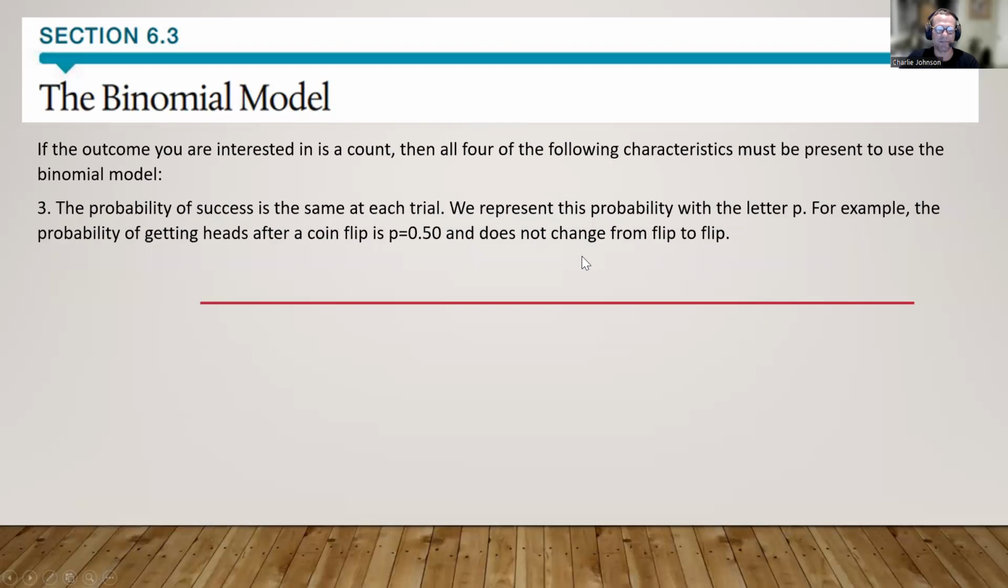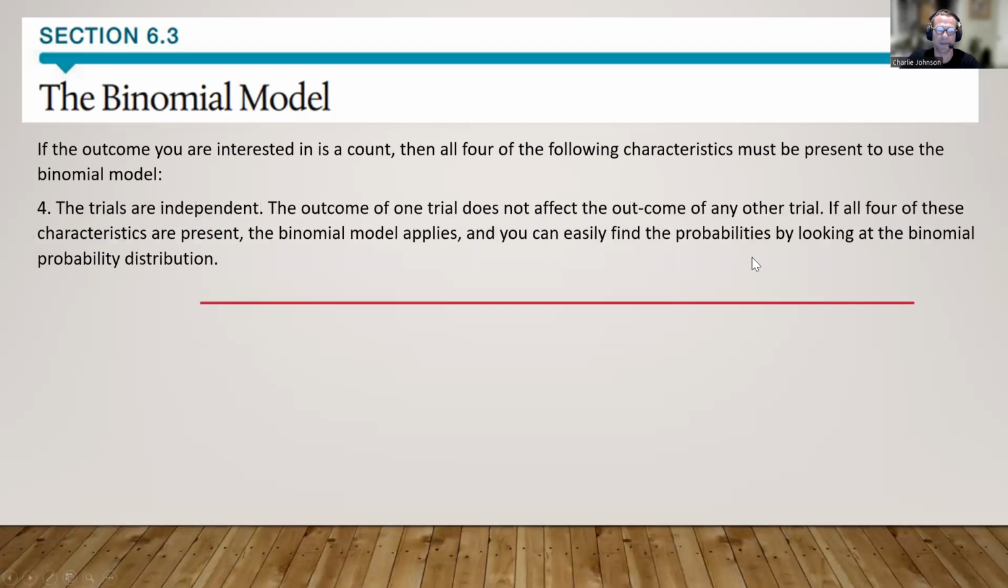Number 3 condition, the probability of success is the same at each trial. We represent this probability with the letter p. For example, the probability of getting heads after a coin flip, we know this very well, is 0.5. It's a 50-50 shot, and it doesn't change from flip to flip. Number 4, last condition, the trials are independent. The outcome of one trial does not affect the outcome of any other trial.